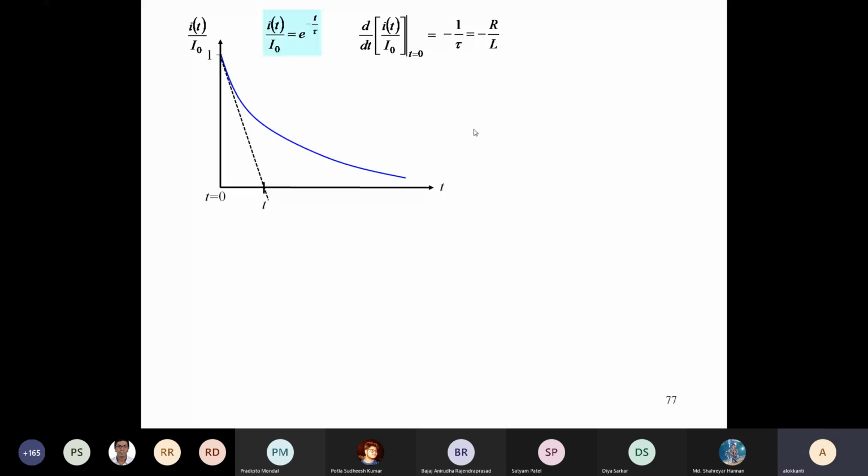So what is of interest is what this time is. Why is this time important? It means that if I(t) by I naught decays at the rate at which it is at t equal to 0, at what time will it become equal to 0?